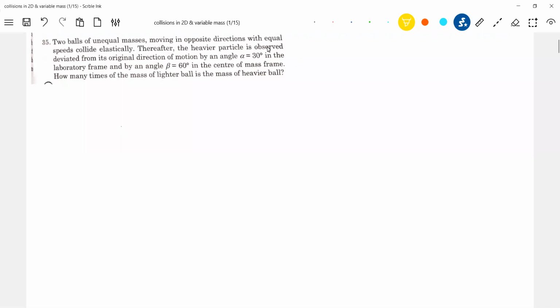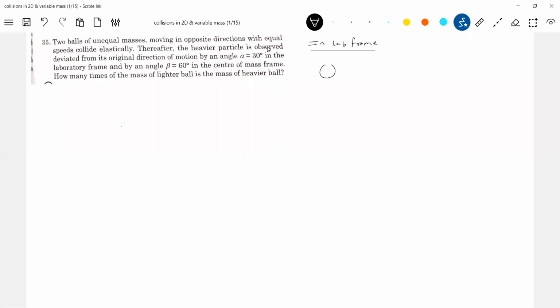Now, two balls of unequal masses. First, in the lab frame. Lab frame means ground. Laboratory frame means the ground frame. They're moving opposite to each other. At one time it is a heavier particle. Something we're discussing about the collision of particles here.